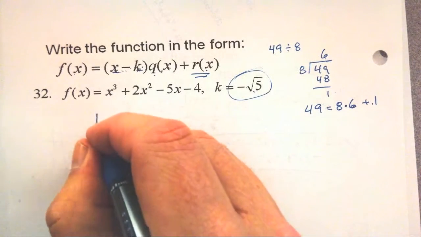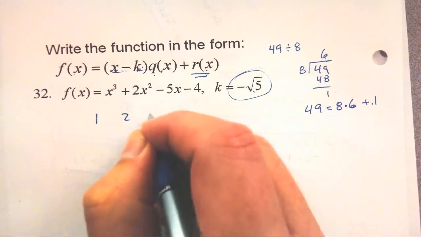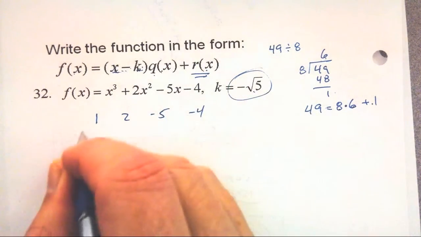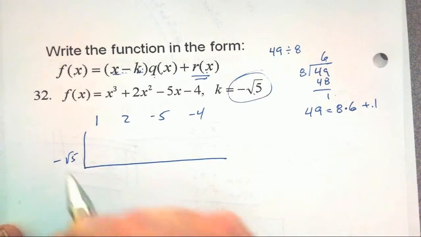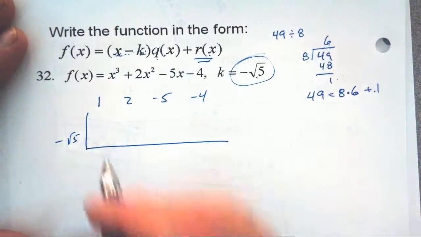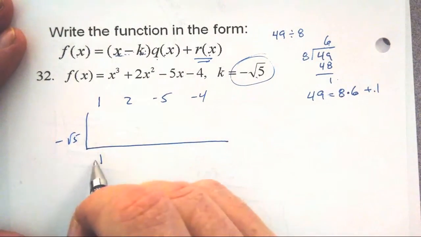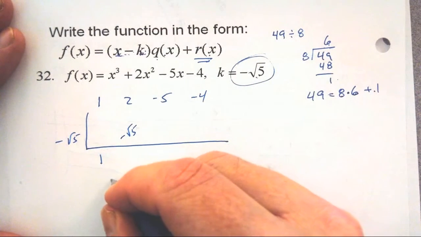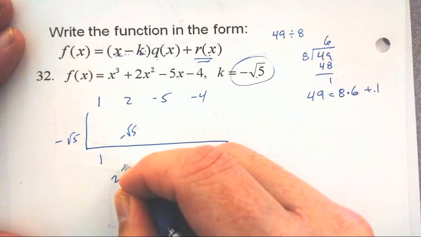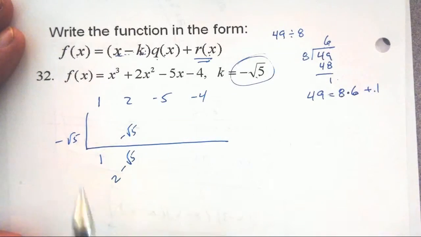This seems like it's going to be messy synthetically. 1, 2, negative 5, negative 4. But let's see what happens here. How bad can it get? Bring down 1, multiply by negative root 5. Add these, I get a 2 plus a negative, or 2 minus root 5.